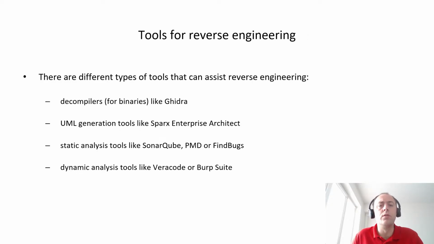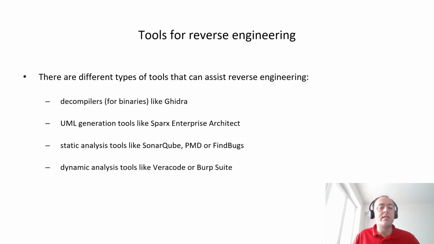So we have different kinds of tools for reverse engineering. For example, if we want to do malware analysis, we have decompilers for binary files like Ghidra or Radare2, to name two of the most popular. If we want to analyze an already existing code base, typically we can use some kind of UML generation tools, like, for example, Sparx Enterprise Architect, to name one. There are many tools. In previous years, there were some plugins that were quite popular, like, for example, the UML integration for NetBeans that allowed us to generate UML diagrams from existing source code.